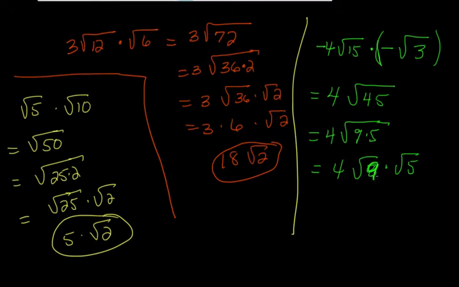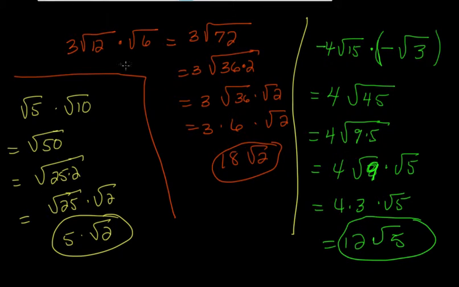That would be root 9 right there. Now I get a 3. That would be 4 times 3 times root 5, and 4 times 3 is 12 root 5, and we are done.